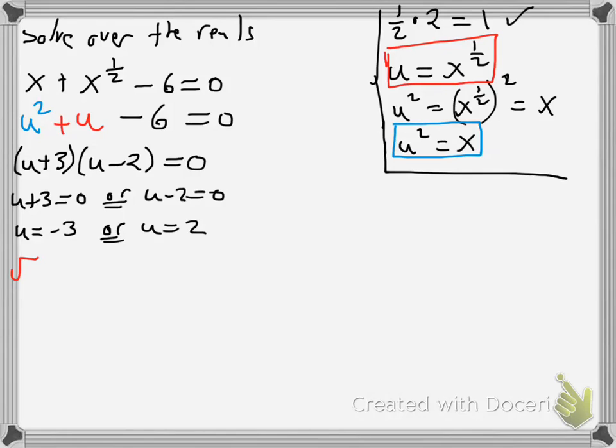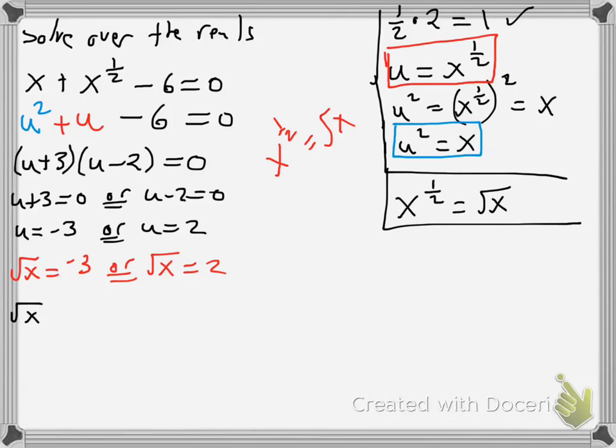So remember that x to the 1/2 is the same thing as the square root of x. Okay, so u is x to the 1/2, and x to the 1/2 is the square root of x. So why we're changing it here is because then it reminds us that to undo a square root, we'll go ahead and square. So we're going to go ahead and square both sides. x is equal to 9 or x is equal to 4.